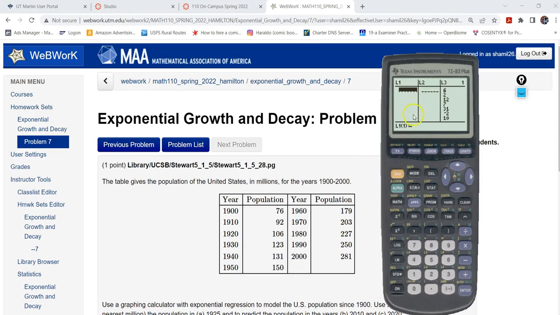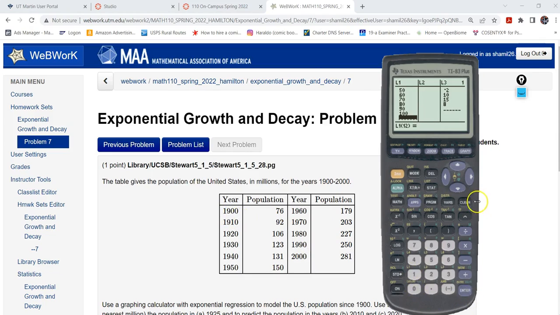And I'm going to come over here to list 1, and I'm going to put my t values in there. So my time starts in the year 1900, so that's 0. Then the year 1910 is t equals 10. The year 1920 is t equals 20. So we can see how this goes. Now 50, then 60, then 70, then 80, then 90. Then when I get to the year 2000, it is 100 years after 1900. My starting time was 1900, so that's 100.